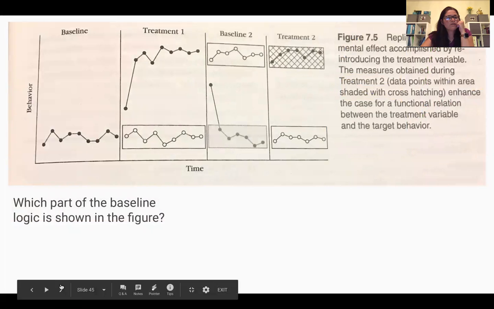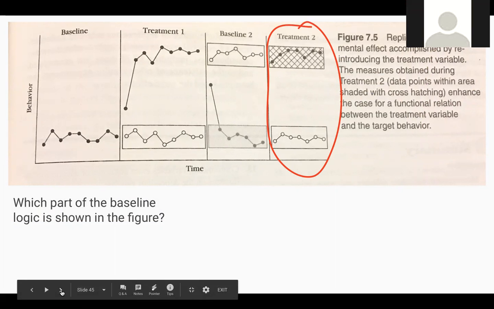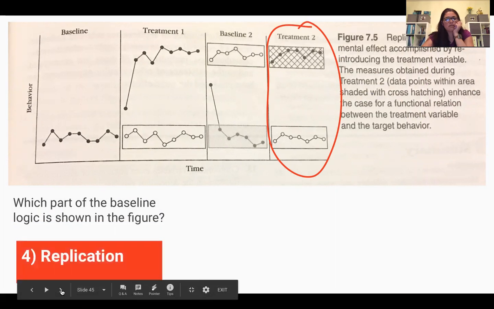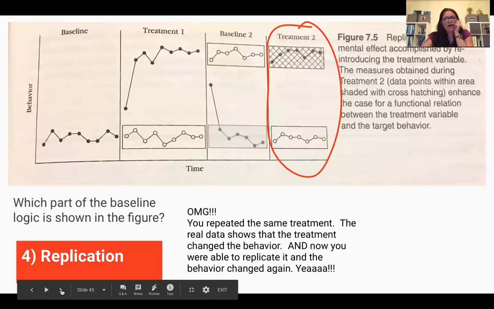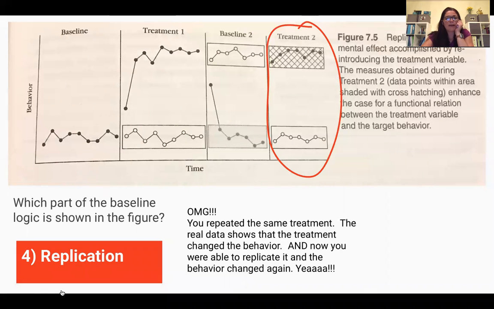Which part of the baseline logic is showing in the figure? Let's assume that they're saying treatment 2, or they have it circled. Replication. That's replication. Good job, guys. So, oh my God, you repeated the same treatment. The real data shows that the treatment changed the behavior, and now you were able to replicate it, and the behavior changed again. Yippee!